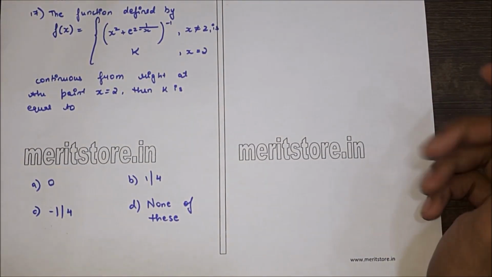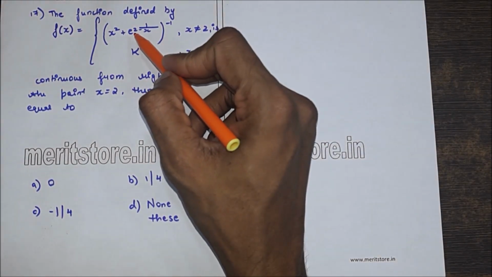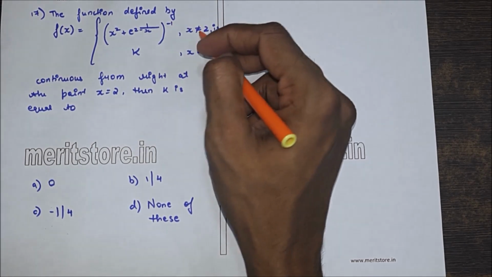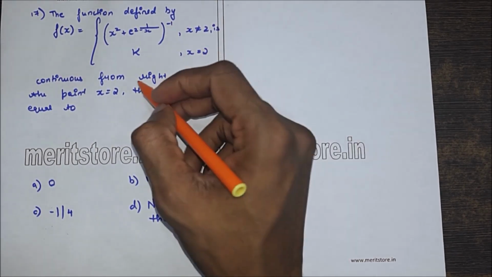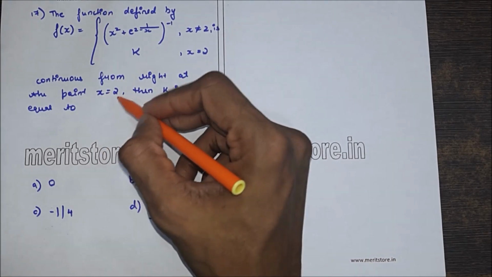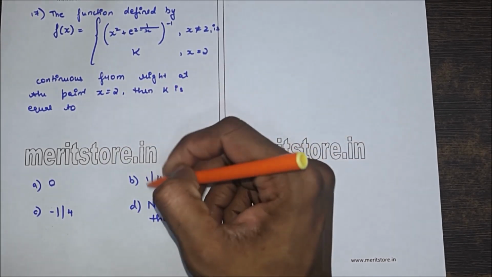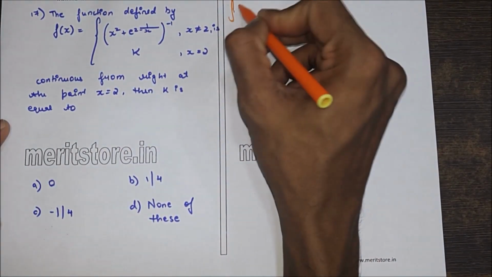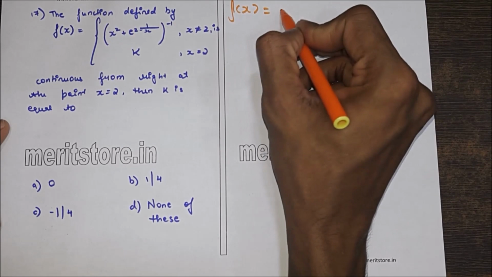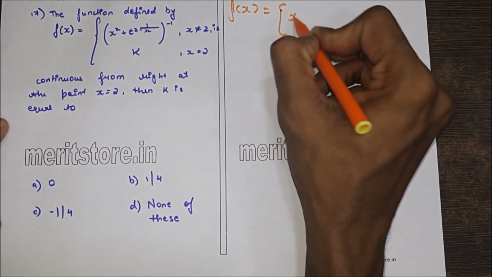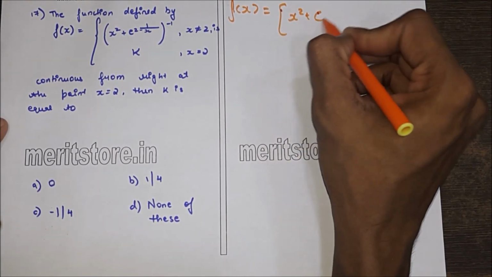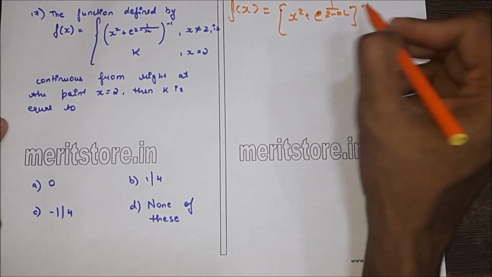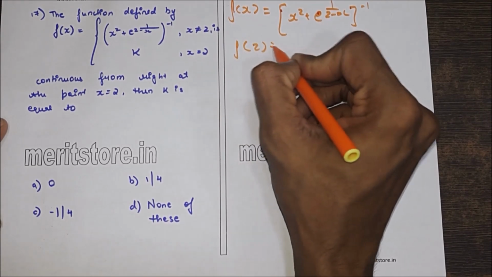Question 17. The function defined by f of x is equal to x square plus e raised to 1 by x minus 1, where x is not equal to 2, and k where x is equal to 2, is continuous from right at the point x is equal to 2, then k is equal to, we're given 4 options. We have f of x equal to x square plus e raised to 1 upon 2 minus x, raised to minus 1, and f of 2 equal to k.